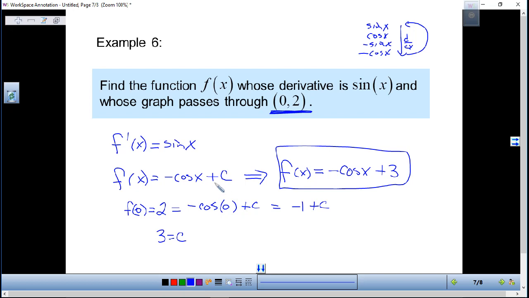Now, you're always going to include the plus c when you do these, but you can only find c if you're given a point that's on the function. Then you plug in your x and you plug in your y, and you solve for whatever the c is.